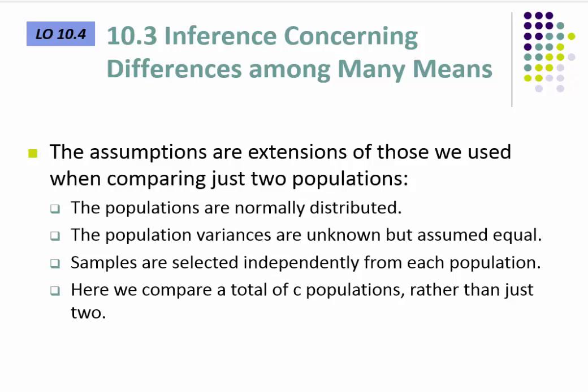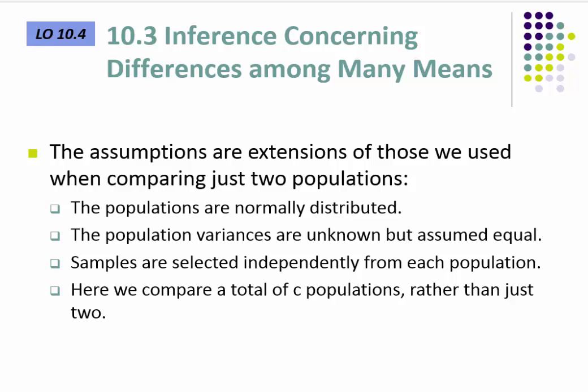Now with ANOVA, we've got some assumptions that we need to be aware of. I don't always talk about the assumptions, but I think in ANOVA it's kind of important. So basically, the populations must be normally distributed. The population variances need to be unknown, but we assume they're equal, and that's kind of important. And then the samples are selected independently from each population. I mean, they're not like a matched pair design and all of those things we learned about with t-test. These are going to be independent samples.